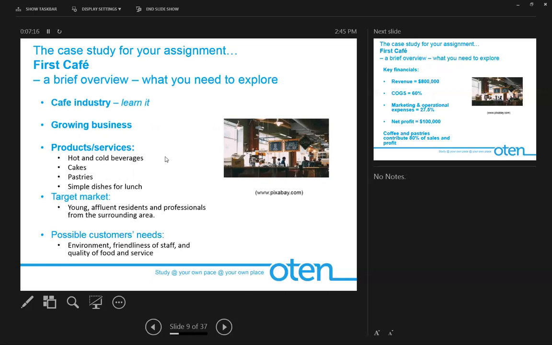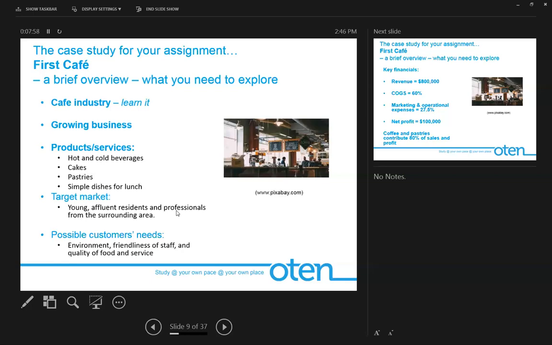The products and services include hot and cold beverages, cakes, pastries, and simple dishes for lunch. The target market of this business includes young, affluent residents and professionals from the surrounding area. So you can imagine a local business. Since it is a fictitious company, you can take a real-life cafe in your area as your model.